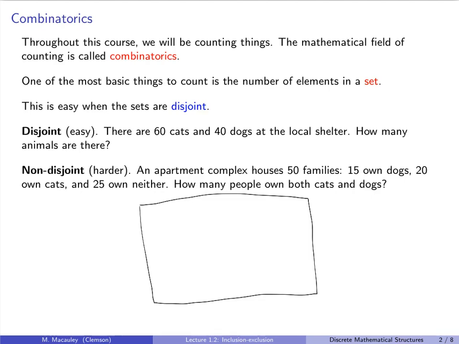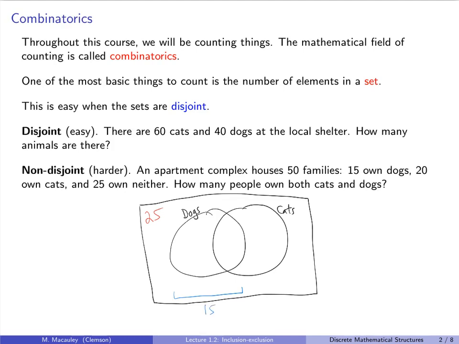So if this is the universe, that is the apartment complex, let's draw a Venn diagram. So this represents dogs. This represents cats. And now let's see, we have 50 total people, 25 of them own neither, so they're out there. And now what else do we know? We know that the number of people that own dogs is 15, and the number of people that own cats is 20.